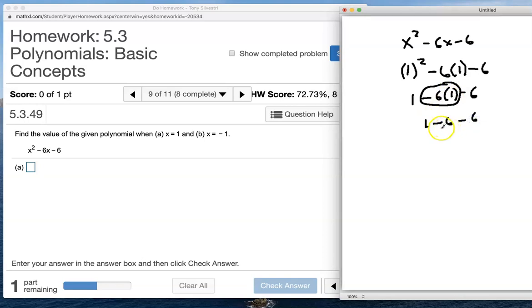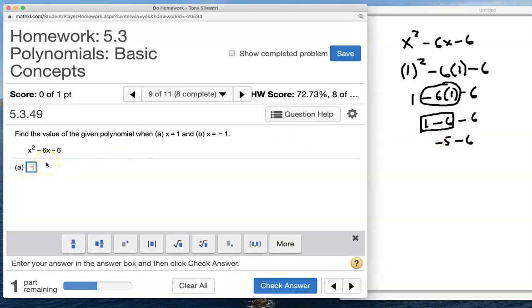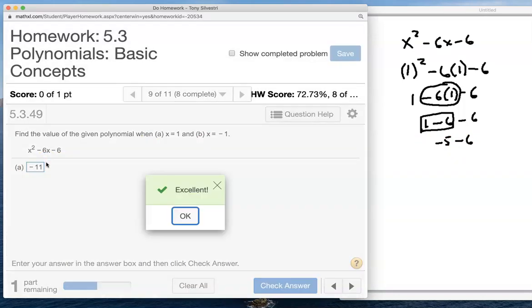And now we're left with minus signs that we do in left to right order. So we do this one first. 1 minus 6 is minus 5. Bring down the rest of the expression. So minus 5 minus 6 should give me minus 11. Minus 11, hit enter. Great.